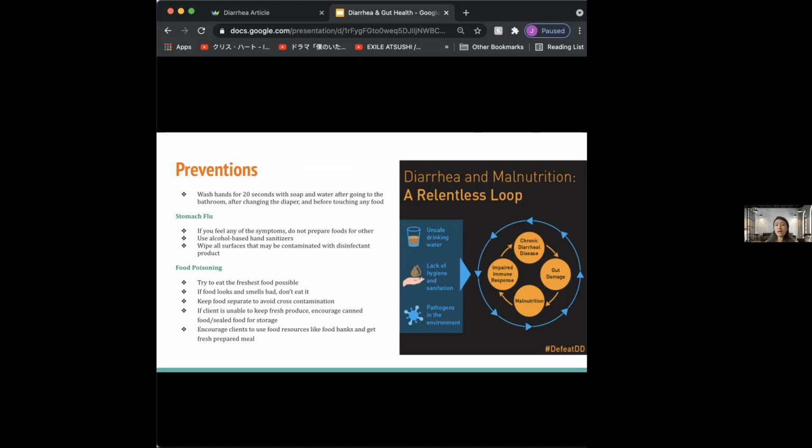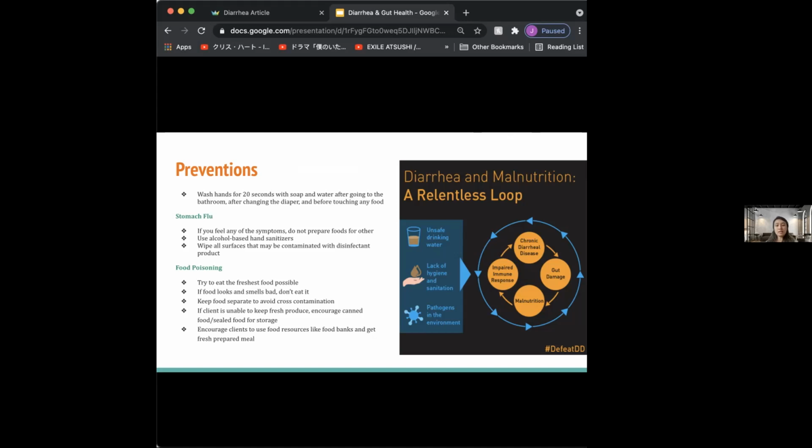Another thing that I think we should tell a client is to separate the food to avoid cross contamination. So if they find an apple in the morning and a sandwich out of the dumpster 2 hours later, trying to keep them separate won't contaminate the food, and it can prevent them from having food poisoning. And if the client's unable to keep fresh produce, encourage them to store canned food and sealed food and eat the perishable first. If they have anything perishable, like banana, apple, whatever that is, promote that. Hey, maybe you should eat this first.